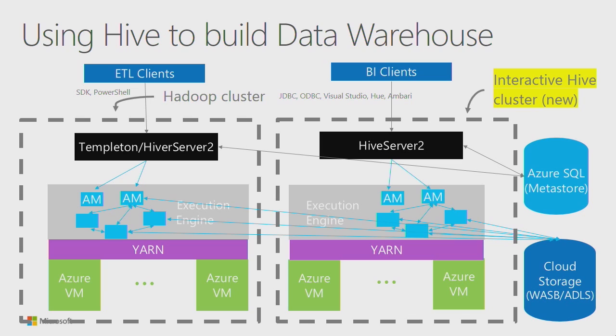The way we define how to build a data warehouse is we create 2 clusters. One is a batch Hadoop cluster, and one is an interactive Hive cluster. In the batch Hadoop cluster, the ETL clients will interact with the engine using either Templeton or HiveServer2. Templeton is also known as WebHCat. So why would you choose one or the other? This is actually a conversation we'll have in one of the future sessions, but I just wanted to touch on it briefly. Templeton is great for fire and forget type of jobs.